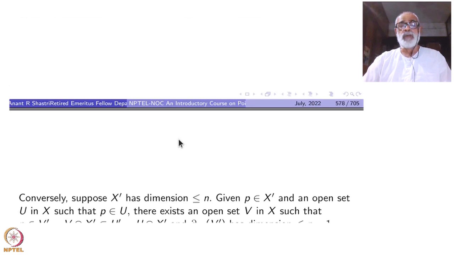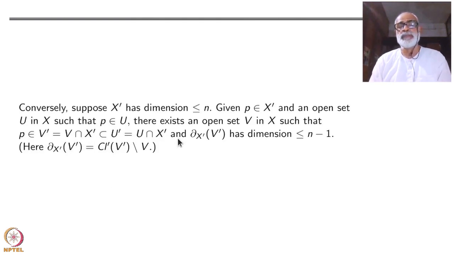Now the converse. Suppose the dimension of X prime is less than or equal to n. Given a point P inside X prime and a neighborhood, an open subset U in the larger space X such that P is inside U, there exists an open subset V inside X such that P is inside V prime, which is V intersection X prime, contained inside U prime, which is U intersection X prime, and the dimension of the boundary of this V prime in X prime is less than or equal to n minus 1. This is the meaning of the dimension of X prime being less than or equal to n.